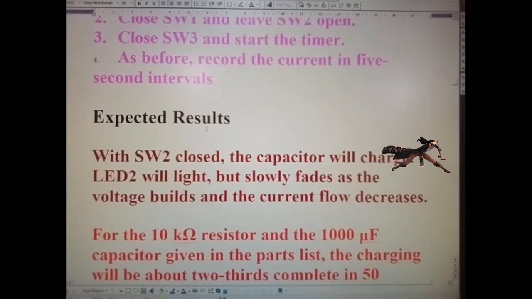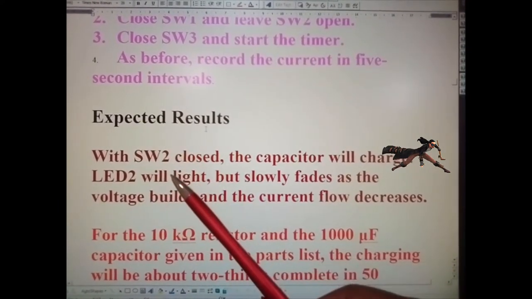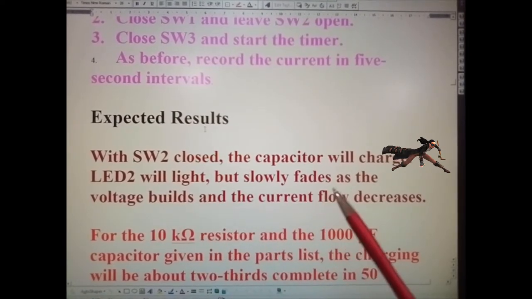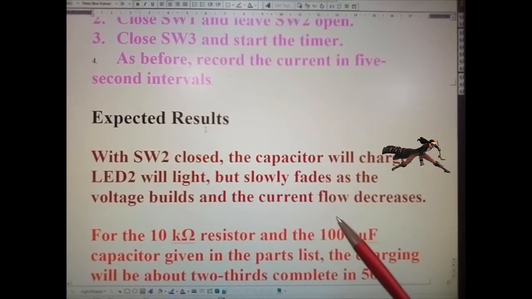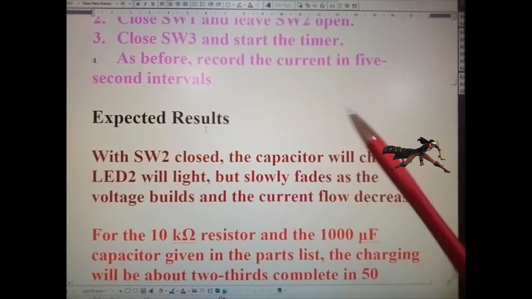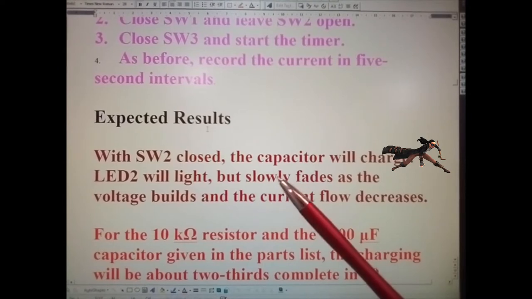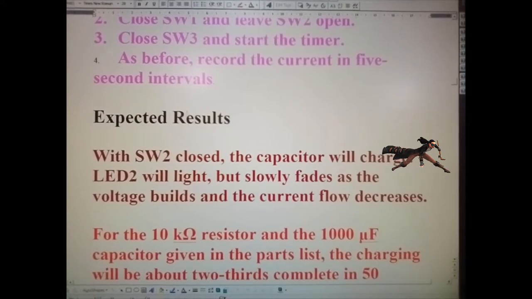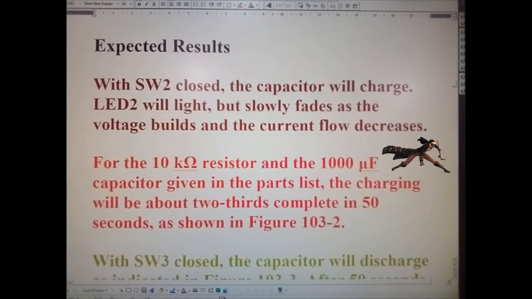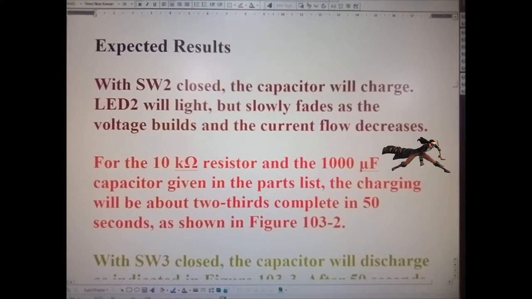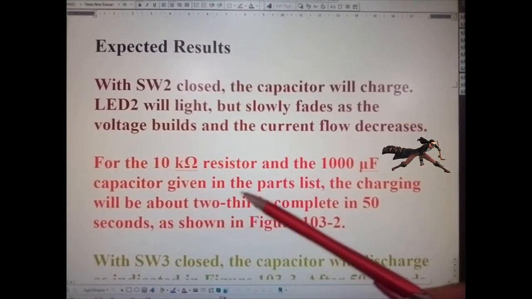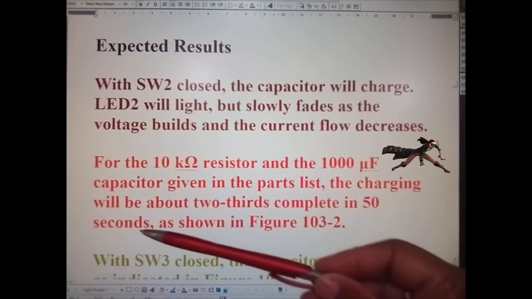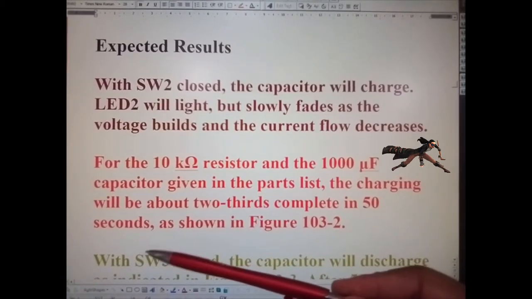Now, the expected results. With switch 2 closed, the capacitor will charge. LED 2 will light but slowly fades as the voltage builds and the current flow decreases. Now, this is where I've made the error of just using one LED rather than two. So here again, I do apologize, okay? For the 10K resistor and the 1000 microfarad capacitor given in the parts list, the charging will be about 2/3 complete in 50 seconds, as shown in figure 103-2.